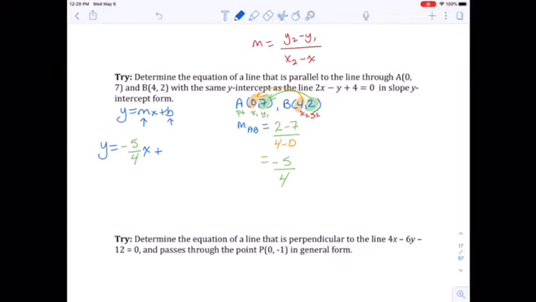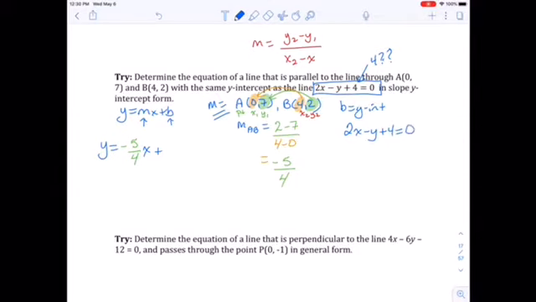Now I need to find the b value. The b value is the y-intercept, right? So here was our slope, and now let's find the y-intercept. B is the y-intercept of this line here. It says it's got the same y-intercept. Can I see the y-intercept for this line? Is the y-intercept 4? Is b equal to 4? No, because we have to change it into y equals mx plus b form. So 2x minus y plus 4 equals 0.